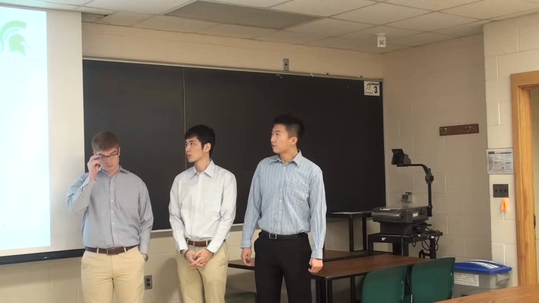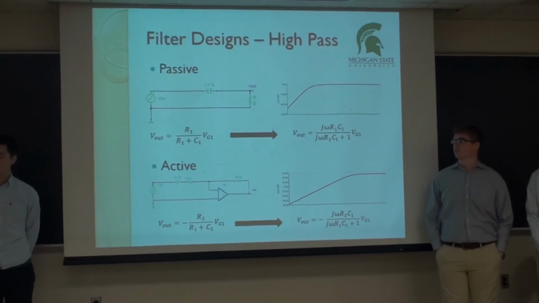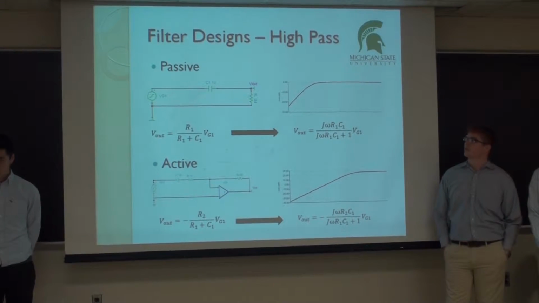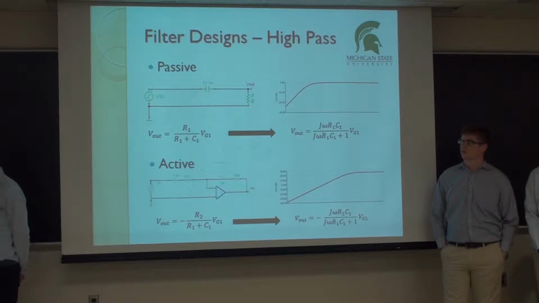And this is the example of first order passive and active high pass filters. If we look at the Bode plot, it's just the opposite of the low pass filter.